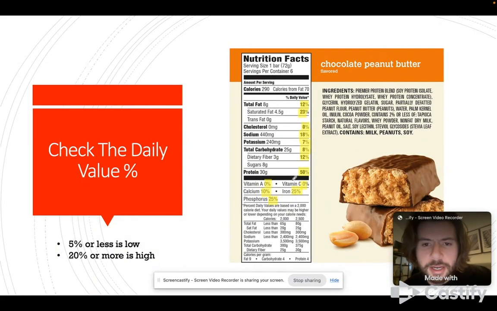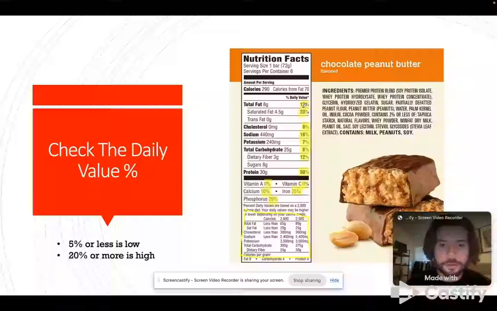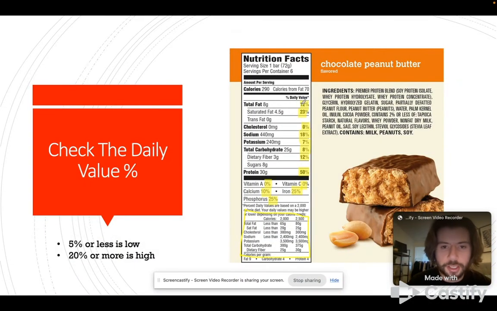And then down the right-hand side, we see all these percentage values. So what that is down low here, right here, right? It's really depicting what these percentages mean. So these percentages are based off of what they call an average 2,000 calorie per day diet. So if you're eating 2,000 calories per day, 8 grams of fat is 12% of what you should be eating, and then saturated fat 23. I'm going to skip down to carbohydrates, right?